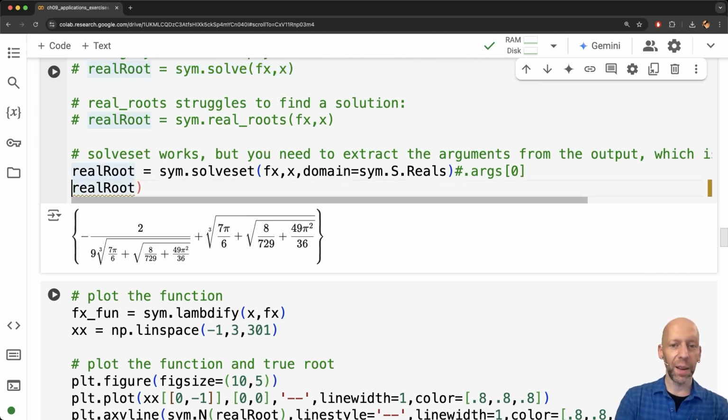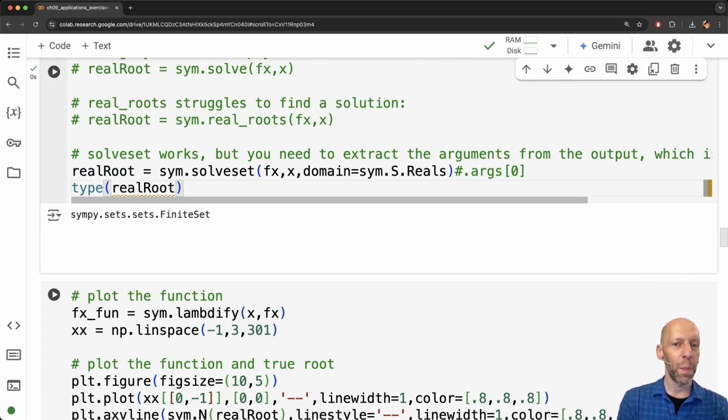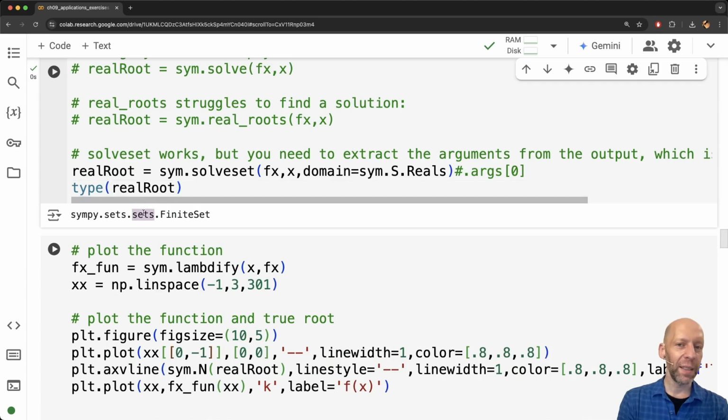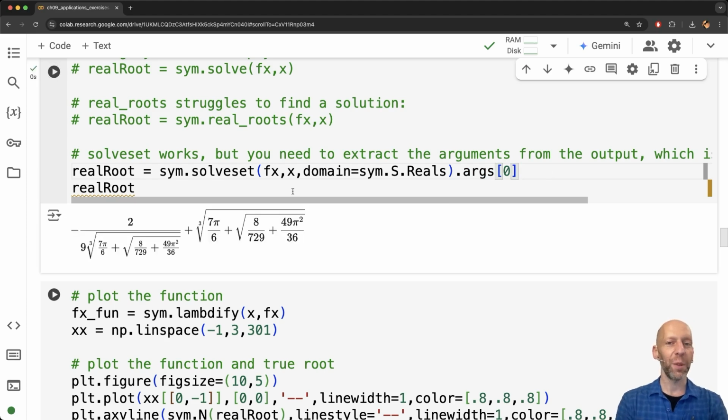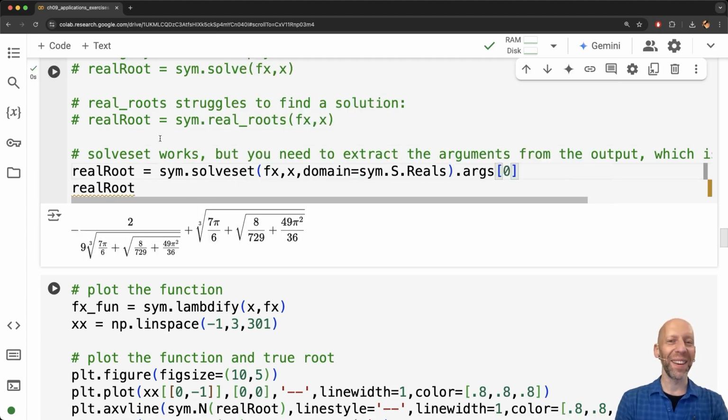And now this is a SymPy set, which is its own type of object. We can see here, type. So this is called a set, and in particular, a finite set. If you want to extract the actual data from this set, you can use .args. So args for arguments, those are the elements in a SymPy set. And there's just one element, so we only want to extract that first element. Oof, and there we go.